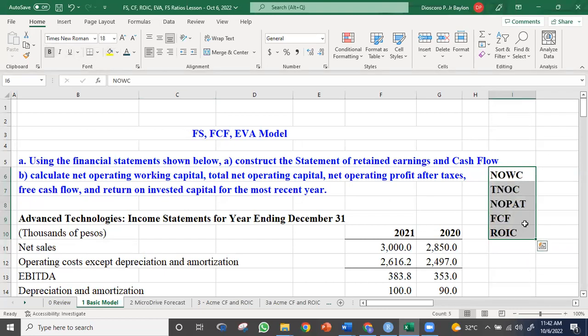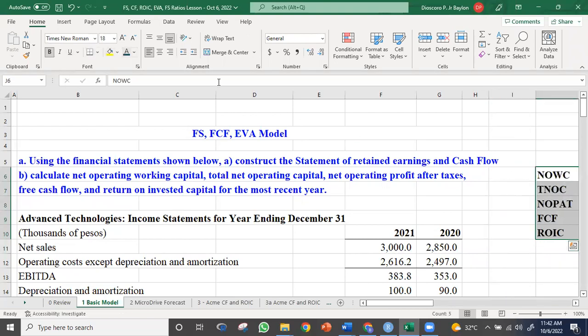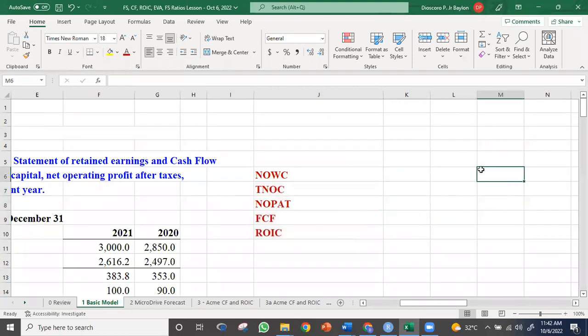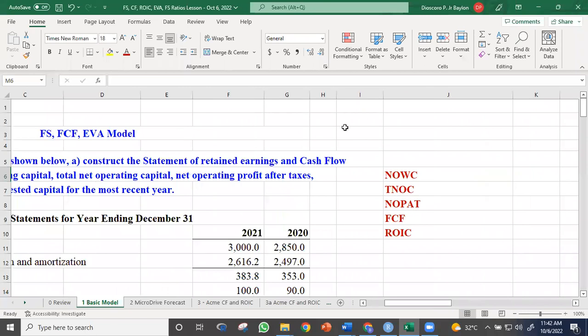If I ask you to compute now for the free cash flow, would you be able to compute for that? May I have some feedback? Yes or no, please? NOWC, net operating working capital. TNOC, total net operating capital. NOPAT, FCF, ROIC. Okay, so I guess you agree with Francine. You haven't met these terms in your accounting.